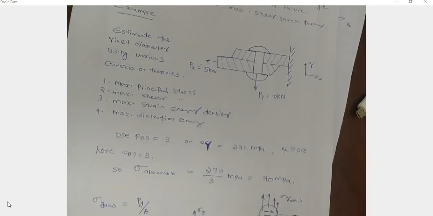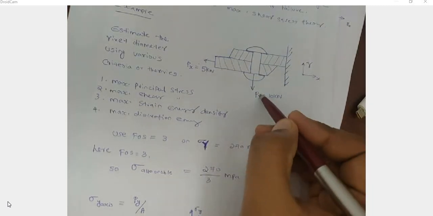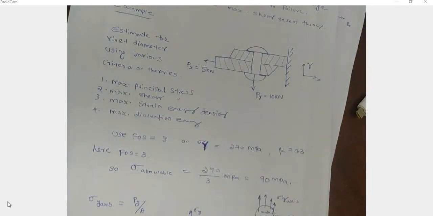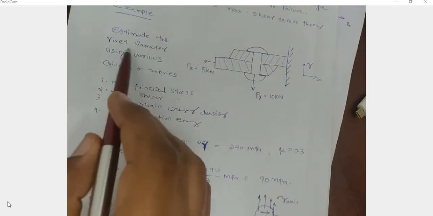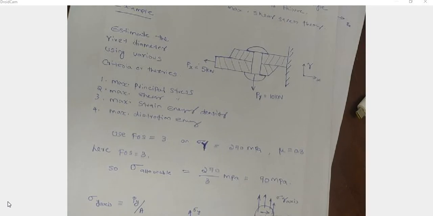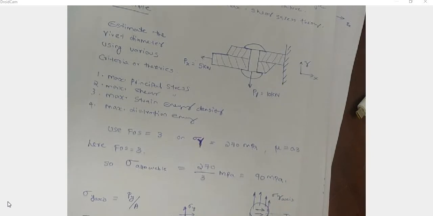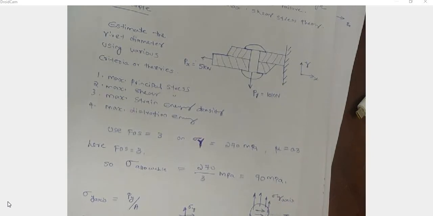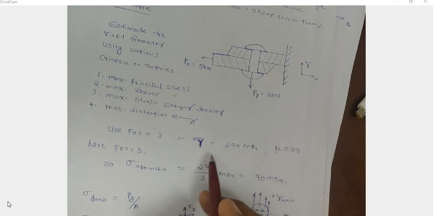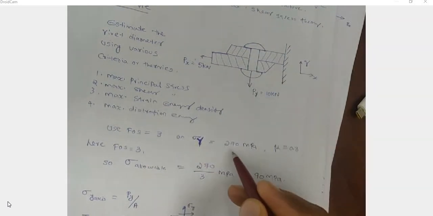So next we can do one example problem. Here this is a two-plate riveted joint, and in this riveted joint a vertical load of Py is acting, that is equal to 10 kilonewton, and a horizontal load of 5 kilonewton is acting in the x direction. And the question is to calculate the rivet diameter. What is the diameter required for the rivet? Okay, so we can calculate the diameter of the rivet using the four theories of failure.